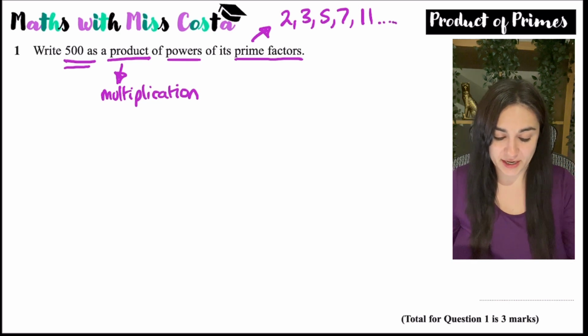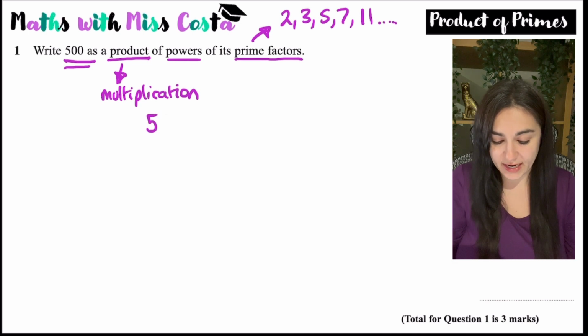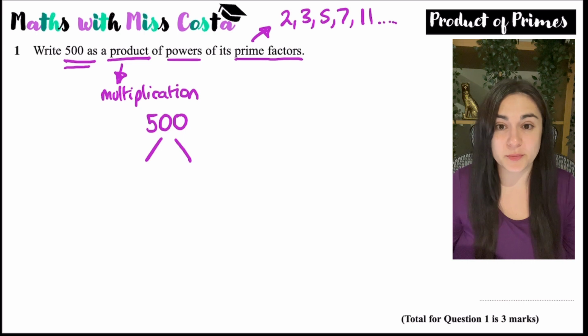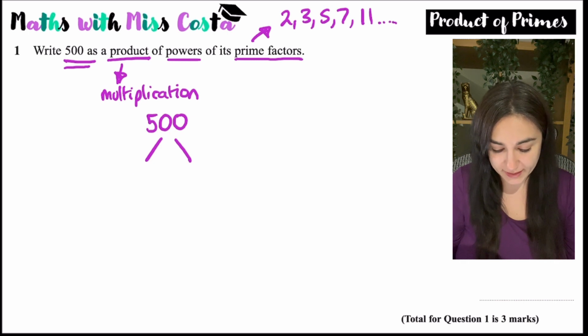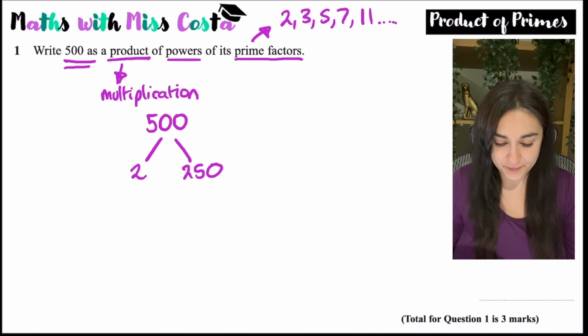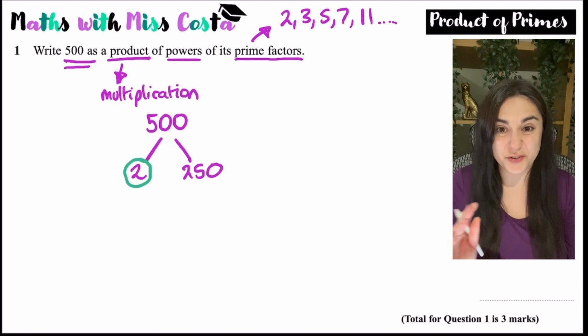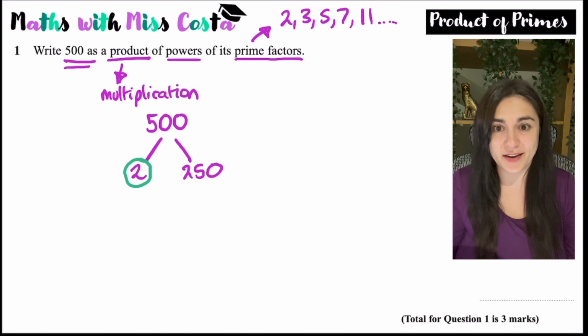Now, when we do a question like this, we start off with 500 and we do a little factor tree. So we think to ourselves, what are two factors that multiply together to make 500? And ideally, one of them is going to be prime. So the easiest one to start off with is always 2. And 2 times 250 makes 500. Now, when I get to a prime number, I circle it and that branch of the tree is extinguished. And then I just go with anything that's left.